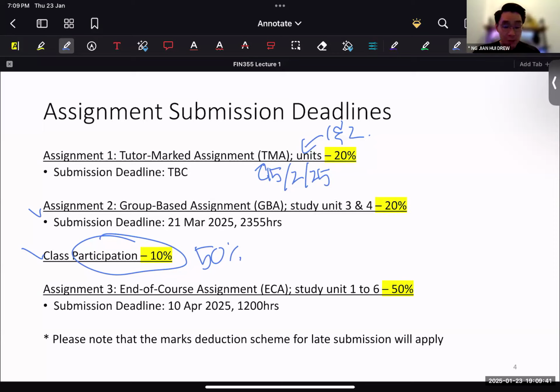But at the same time, I just want to highlight, because quite a few of us are also working full time, for whatever reason, if you can't make it, it's fine as well. You don't need anything, and you still get your class participation of at least 50%. And then at the end we have AECA, which is a take-home assignment for this course. I will pause for a short while. Any questions for this?